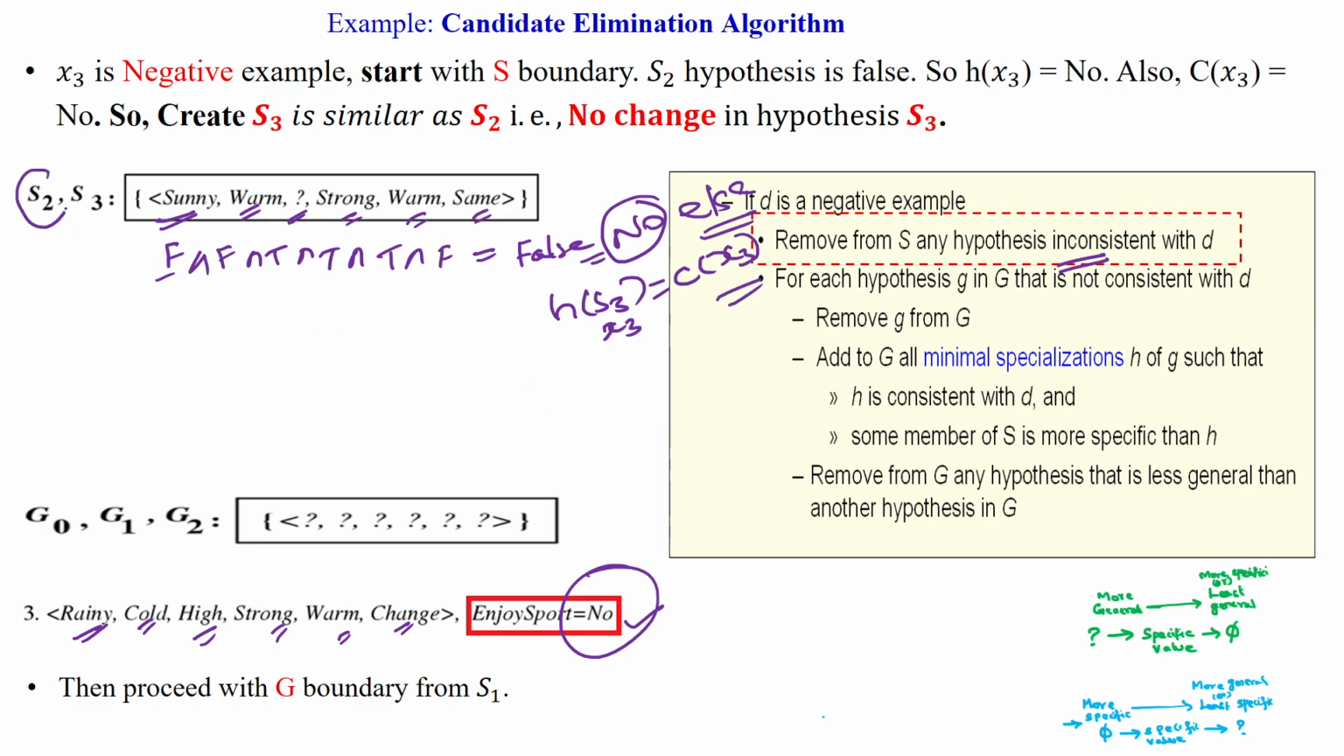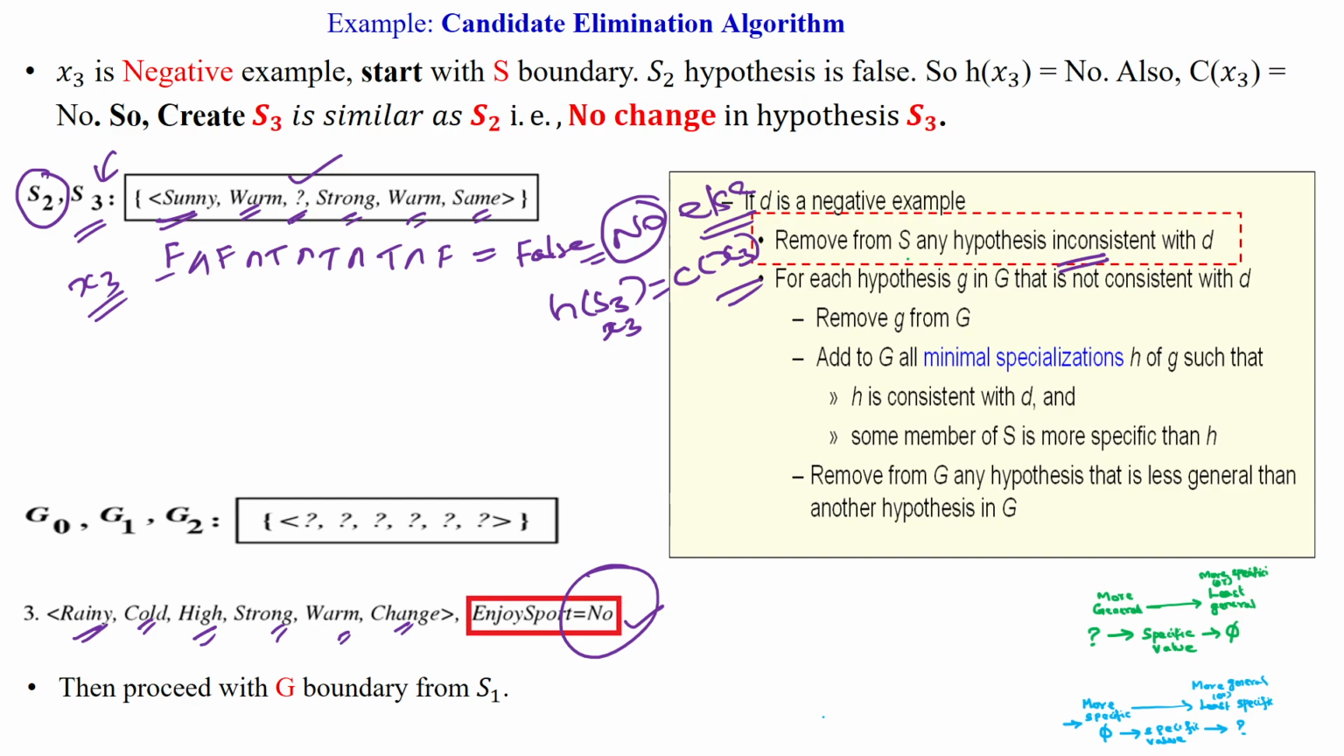So now S2 becomes S3. No need to change anything in the new hypothesis S3. The same S2 is assigned as S3 with respect to the x3 sample. Now that is over, and we come to the next step.